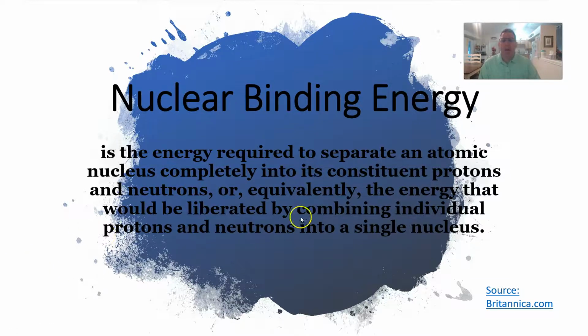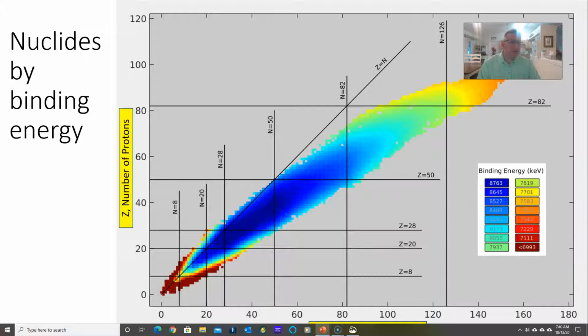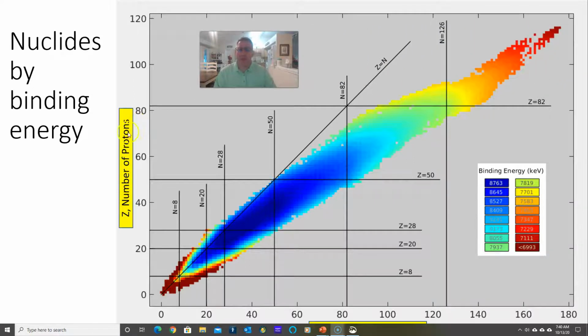Okay. And next, let's look at this graph. So here we have the nuclides by binding energy. We have the number of protons over here, the number of neutrons. Some of the graphs that you'll see have different scales. Protons and neutrons may be flipped, but you need to be able to identify which protons are where, and so on and so forth. Okay?